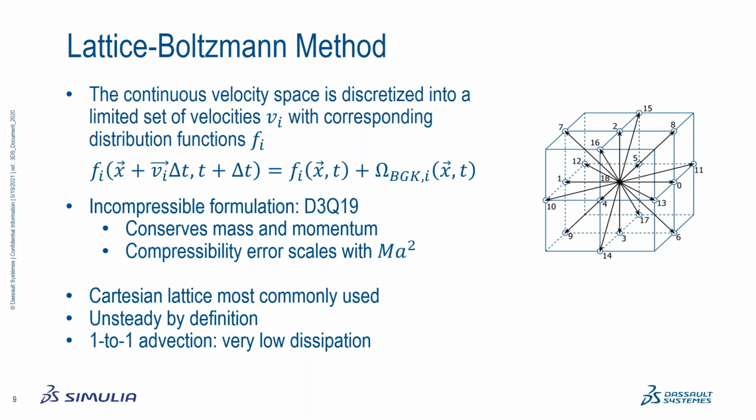Typically, a Cartesian lattice is most commonly used. The lattice Boltzmann method, as you see from the equation, is unsteady by definition, and we have a one-to-one advection. So from one lattice to the next one, there is a direct advection, which means that we end up with very low dissipation.